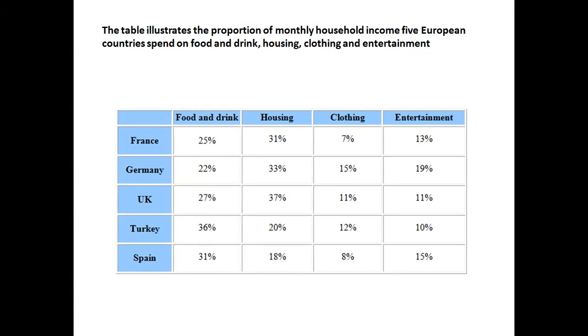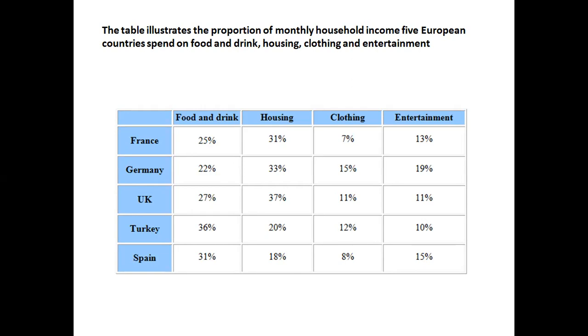For example, in France, you need to understand the data as well, because if you don't understand the data, often you describe it wrongly. So you need to understand what exactly the graph represents. If somebody is earning, let's assume, 100 rupees in France, then out of this 100, 25 rupees they're spending on food and drink, 31 rupees on housing, 7 rupees on clothing, and 13 on entertainment. Same is the case for Germany, UK, Turkey, and Spain as well. So this is what the graph represents.